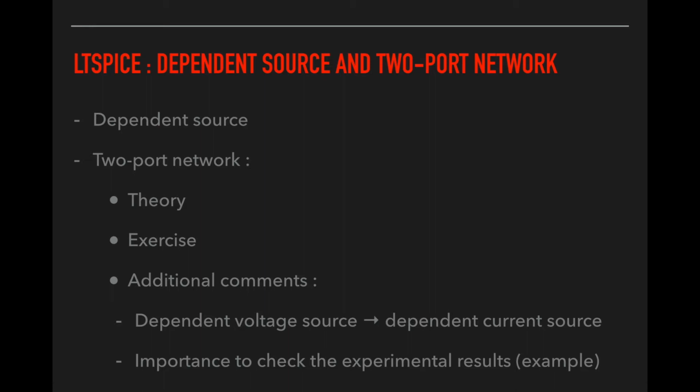Finally, we will see how to replace the dependent voltage source in the two-port network with a dependent current source, and I will also give you an example to underline the importance to check the experimental results.